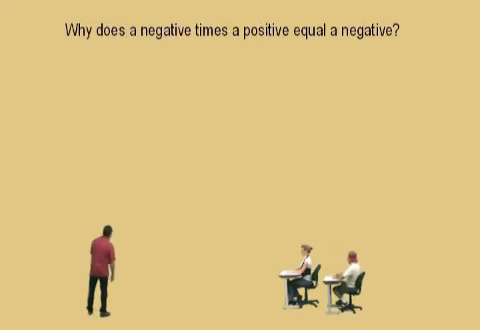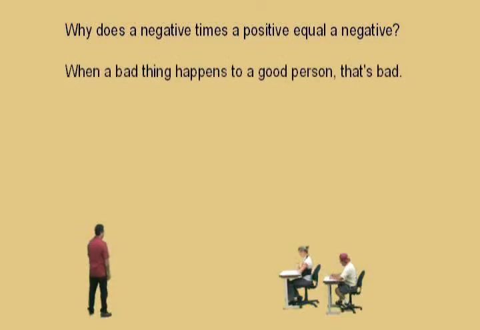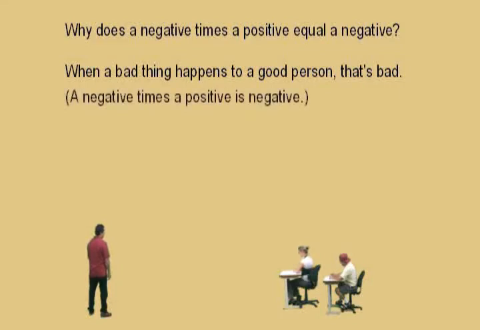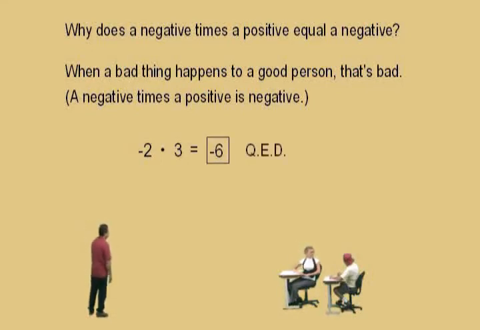Here we go. Why does a negative times a positive equal a negative? Tell us what you thought about this question. Thank you, Professor. My multi-line always said, when a bad thing happens to a good person, that's bad. Therefore, a negative times a positive is negative. So, negative 2 times 3 equals negative 6. Quod erat demonstrandum. Very nice there, Helga.